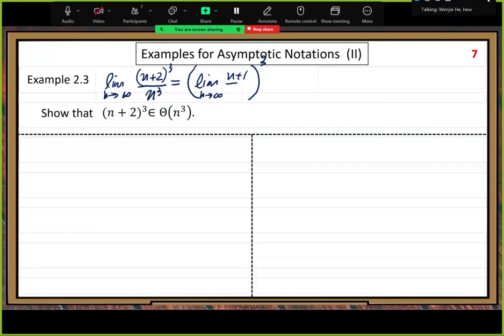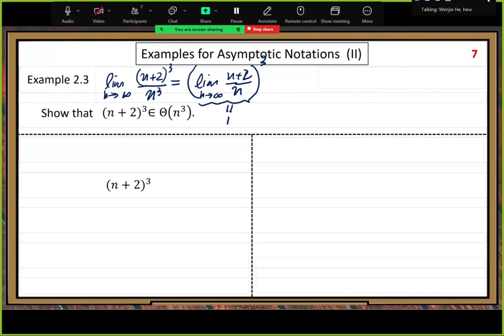n plus 2 over n. And we know inside the parenthesis, the limit equals 1, right? So 1 cubed is 1. So the limit way is very simple. But here I want to show you the definition way, the inequality way.